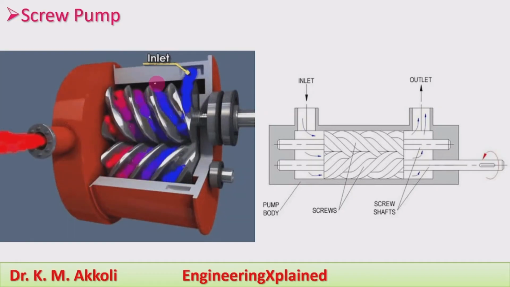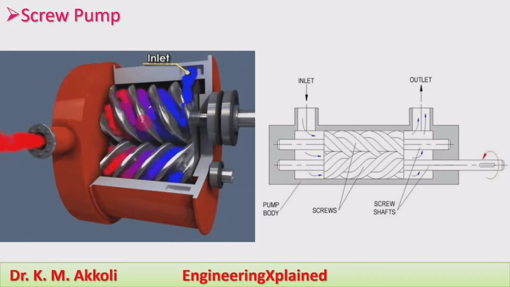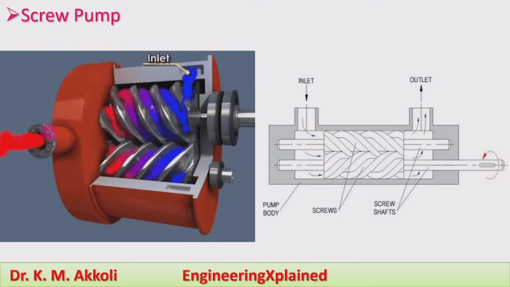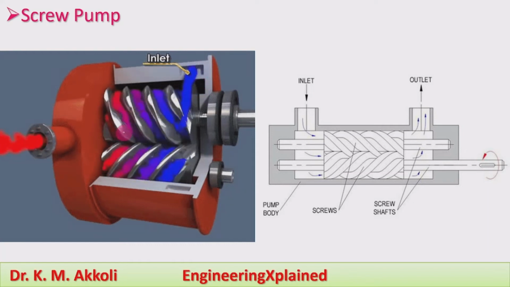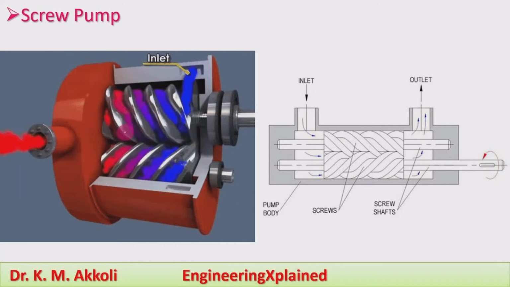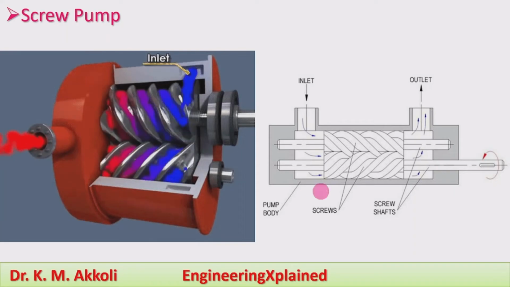Whenever the screw engages with the other screw, that pressurizes the oil in the delivery line. Like this, by using the two screws, the oil is carried from the inlet, pressurized, and supplied to the hydraulic system by the engagement of the screws. That is the screw pump.